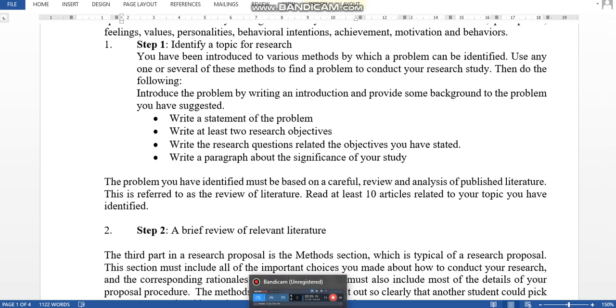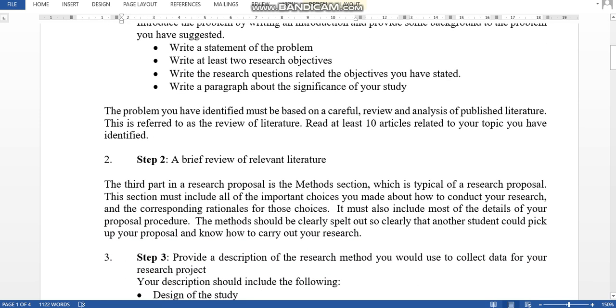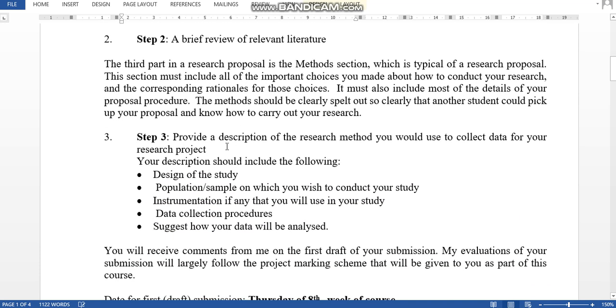showing your review of literature related to your topic for research. Okay, if you had done some reading as suggested by this assignment, at least 10 related articles, then you shouldn't have any problem in putting them into your chapter 2.